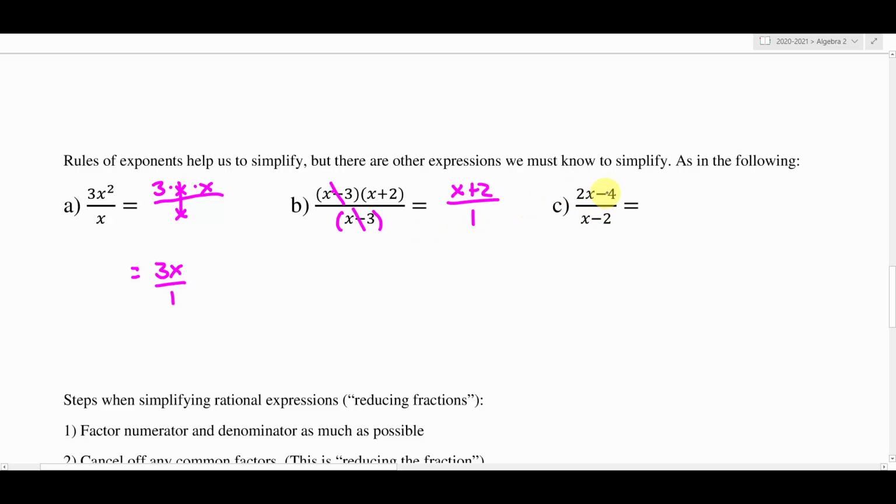So here in part C, we have another rational expression, and we might be looking to cancel things out. A common mistake that a lot of students will make is they will just try and cancel out the x's like this. But you can't do that here, okay? Remember, only factors can cancel, right? Factors are things that are being multiplied.